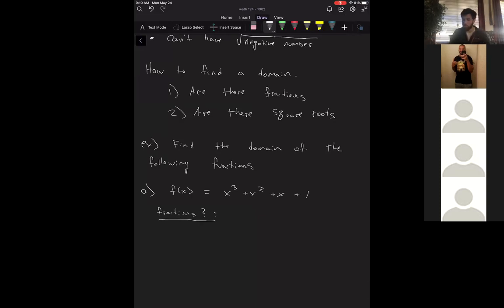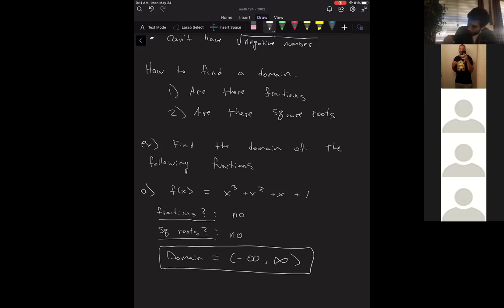And we look at this problem. Well, we don't see any fractions, so that answer is no. Are there square roots? Again, let's look at this problem. There's x cubed, no square root there, x squared, no square root there, x, no, so there's no square roots anywhere in this problem. That answer is no. Whenever you answer no to both of these questions, the domain is going to be all real numbers. So whenever this happens, this means our domain is going to be all numbers. So minus infinity all the way up to infinity.